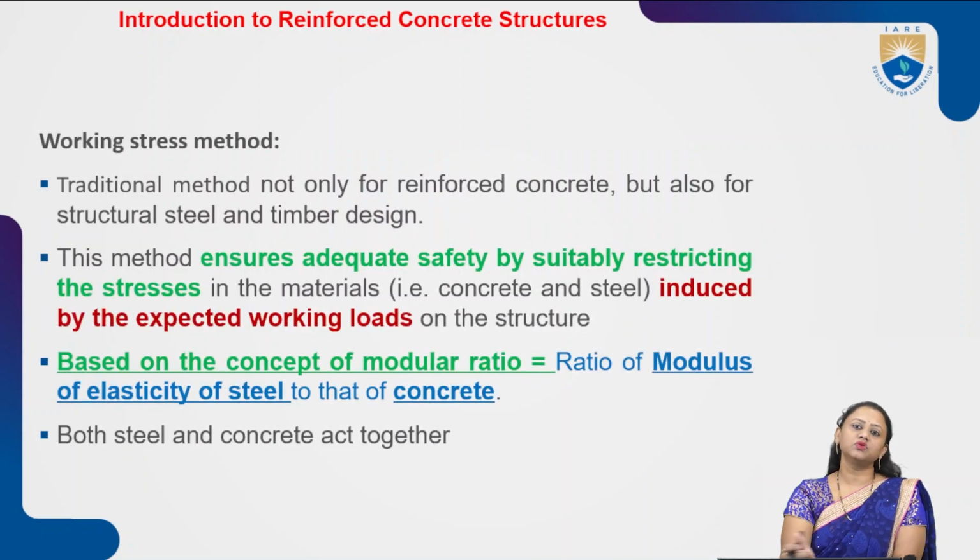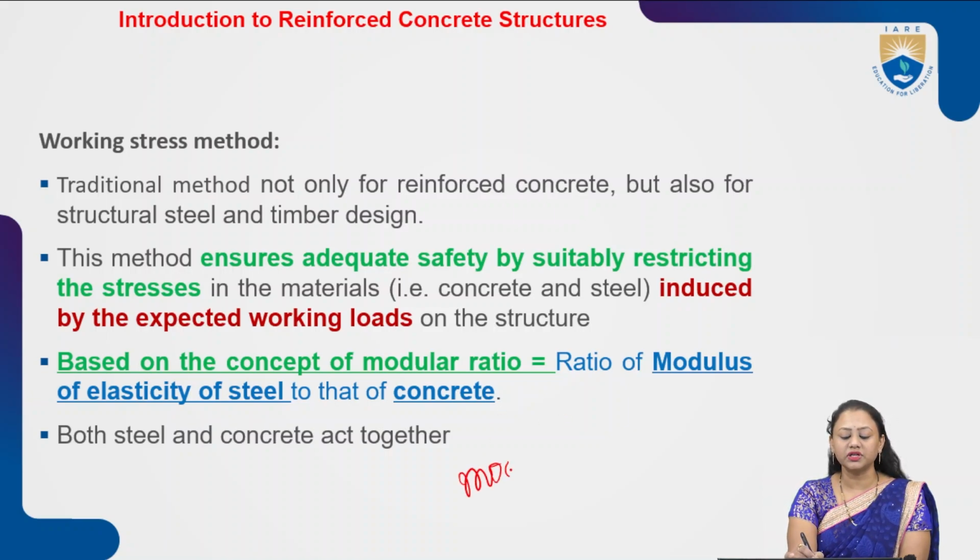So let's discuss what the working stress method is. It is a traditional method not only for reinforced concrete but also for structural steel and timber design. Even steel structures and timber structures were constructed by following this method. This method ensures adequate safety by suitably restricting the stresses. The stresses in the material are restricted and induced by expected working loads on the structure. It is based on the concept of modular ratio, that is, the ratio of the modulus of elasticity of the steel to that of the concrete. And what is the modular ratio?